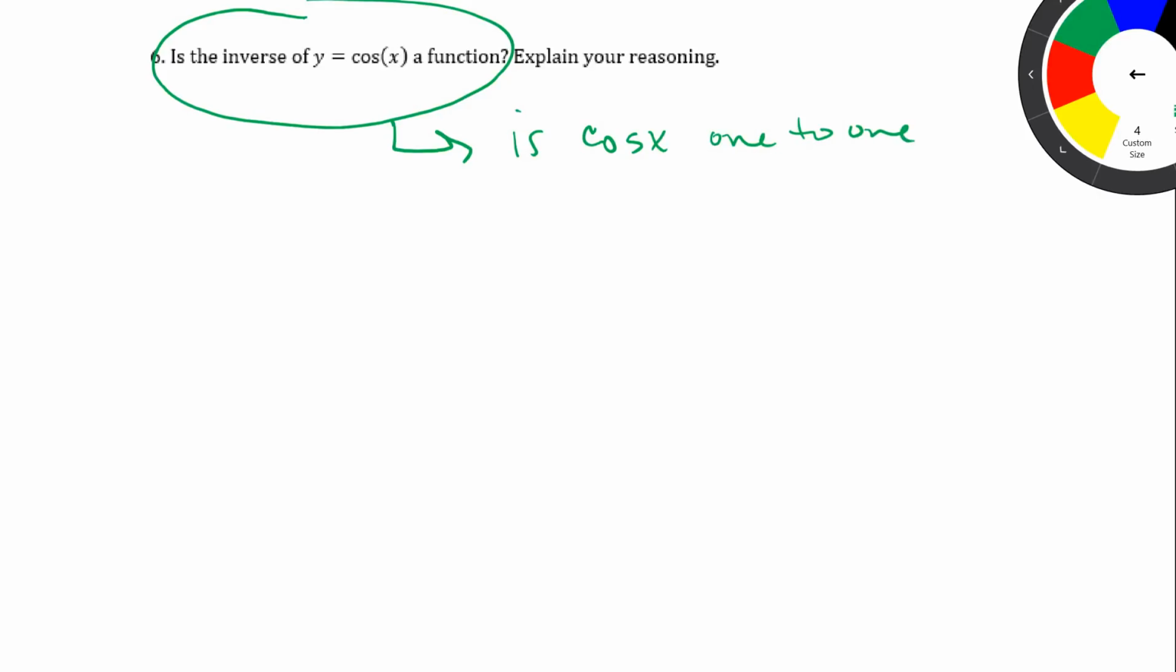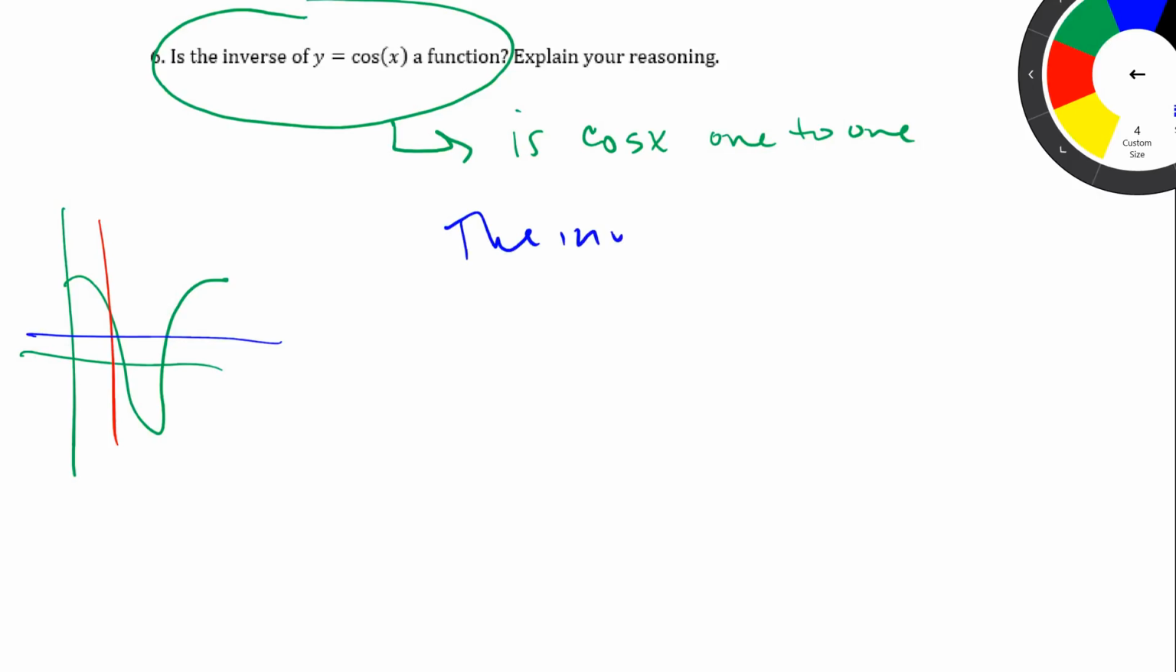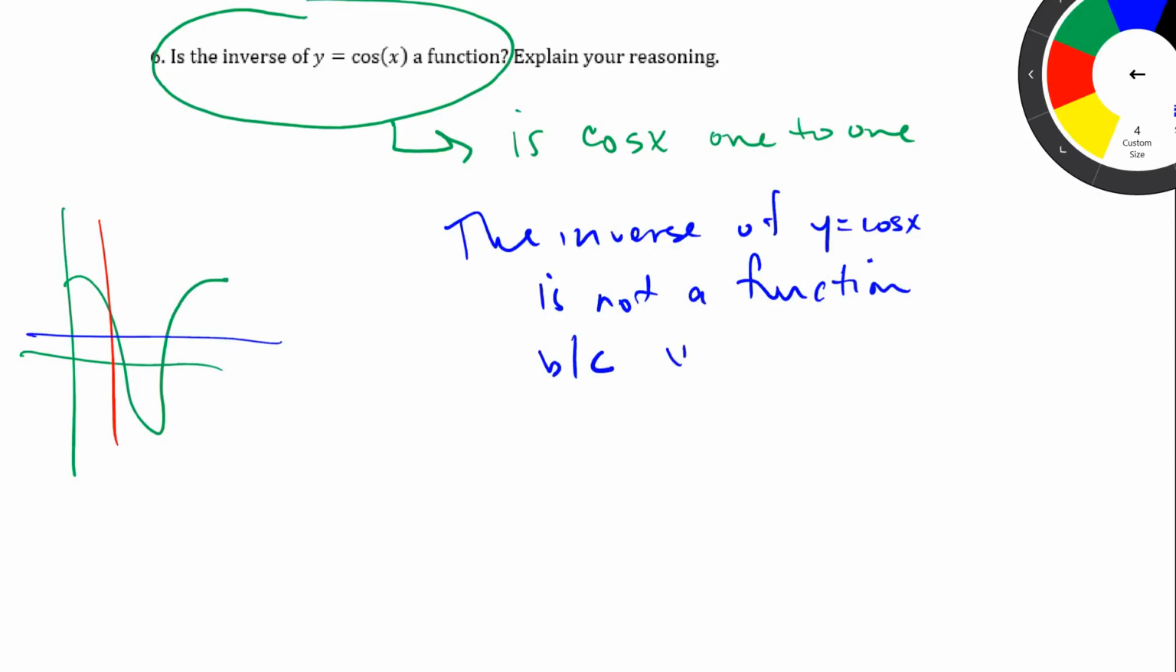So if we look at the graph of cosine, if I was to just sketch a quick cosine curve, I know the cosine curve looks something like that. Now, I know this graph is a function because it passes the vertical line test. But I know it's not a one-to-one function because it fails the horizontal line test. So I can say the inverse of y equals cosine of x is not a function because y equals cosine of x is not one-to-one.